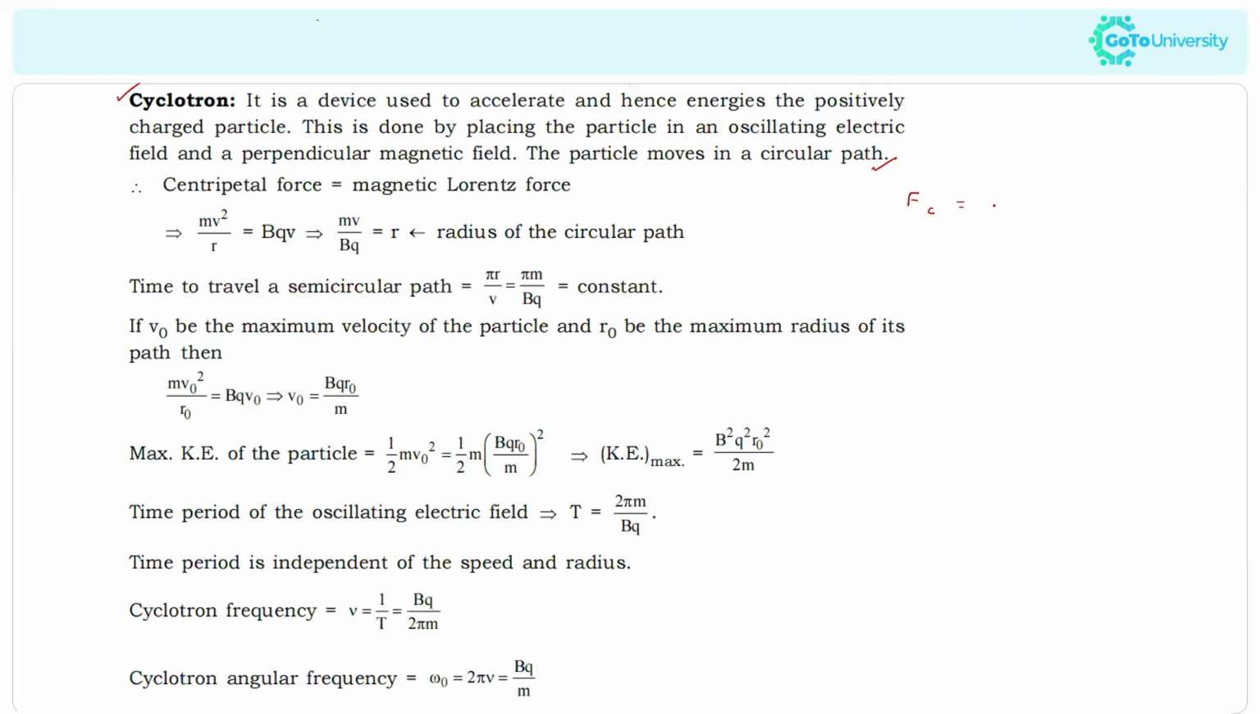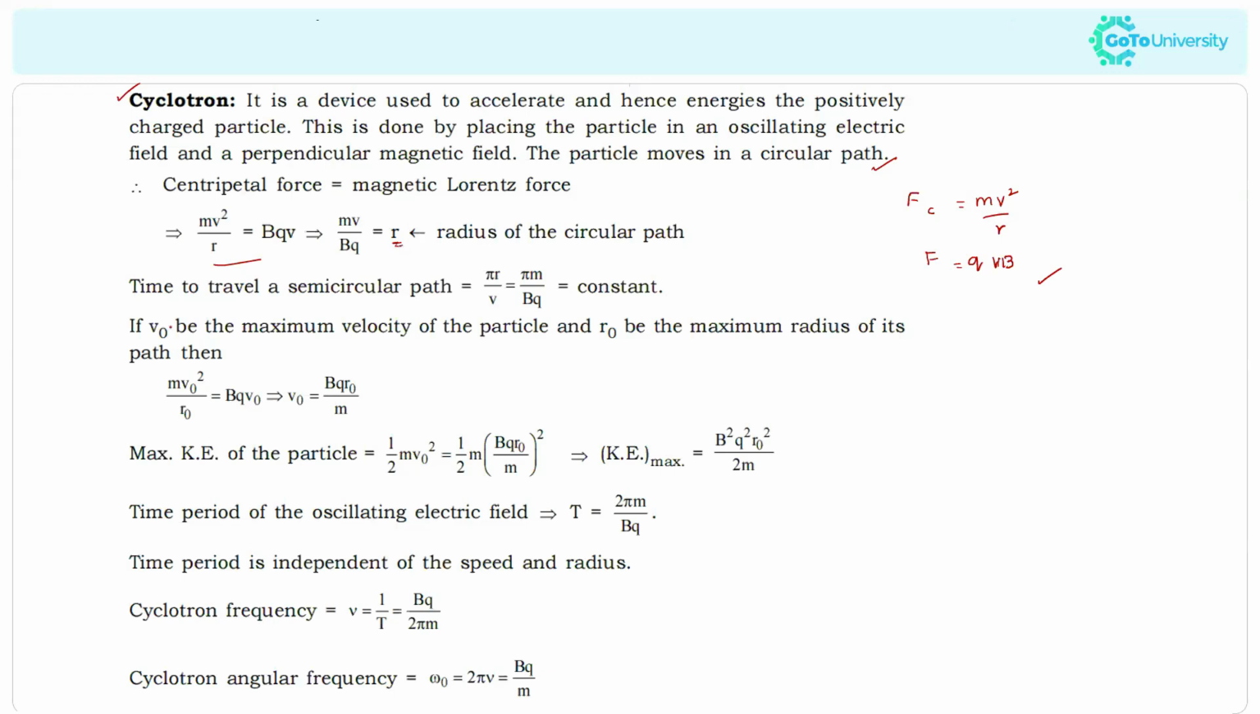So here we can say the centripetal force will be equal to mv squared divided by r. And initially we studied the magnetic Lorentz force, which will be equal to qvB sine theta. Here we are not going to consider any component because the path followed here is a circular path, right? So I'm just taking qvB. Now we can equalize both, and when we equalize both, we will get the value of the radius of the circular path.